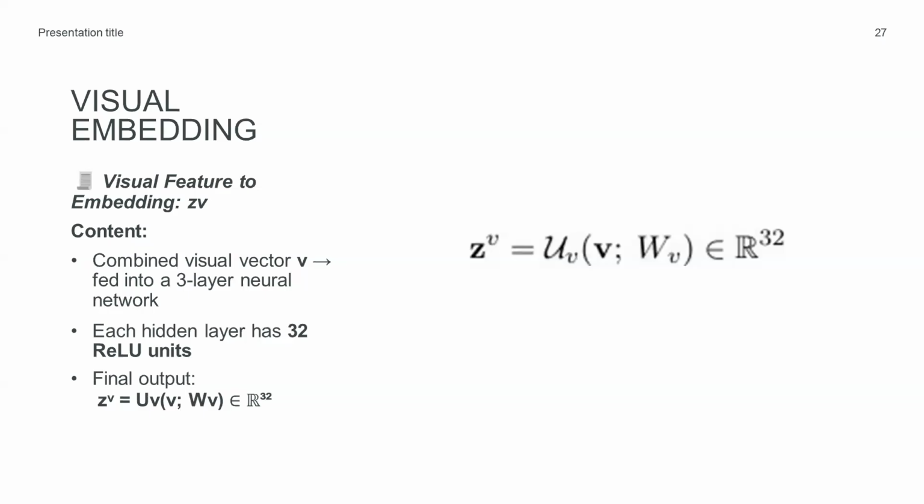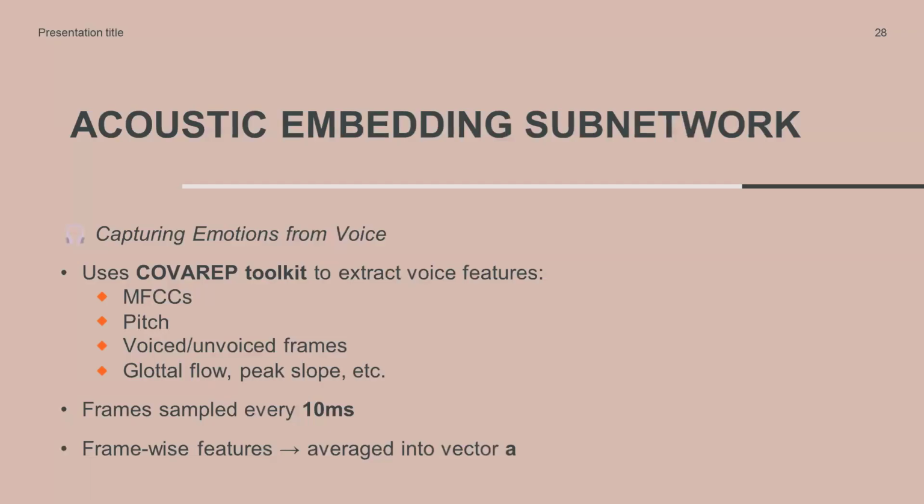So this is the visual embedding formula, Z to the V, where the combined visual vector V is fed into a three-layer neural network, each layer having 32 ReLU units. This step allows the network to non-linearly transform the raw visual cues into a more compact and meaningful representation.